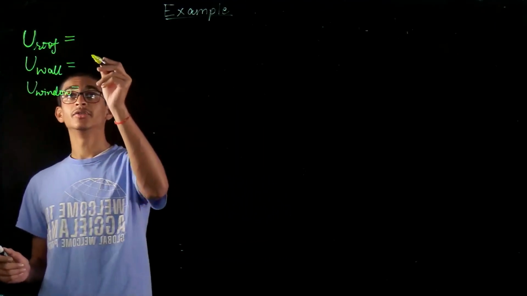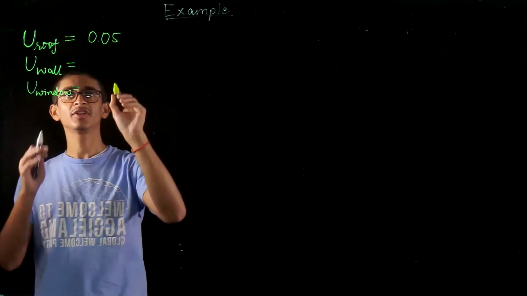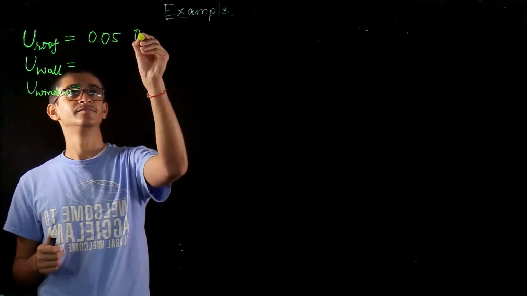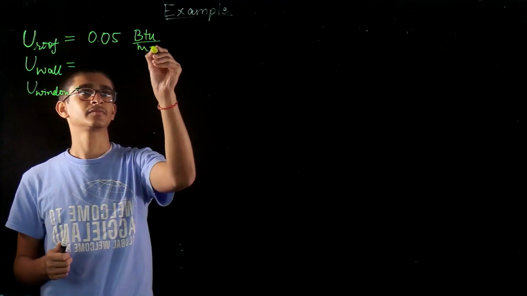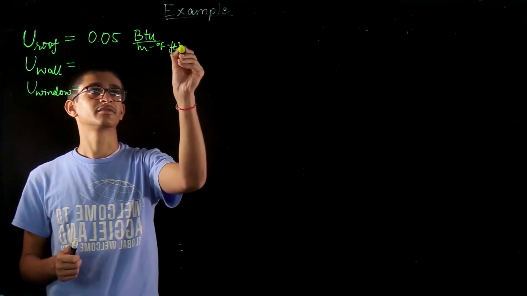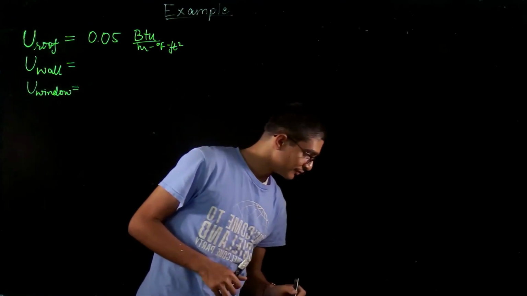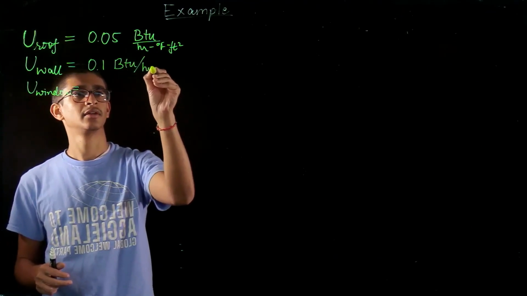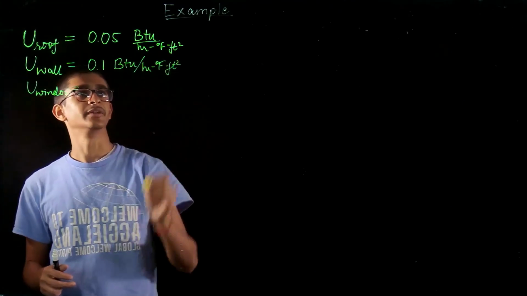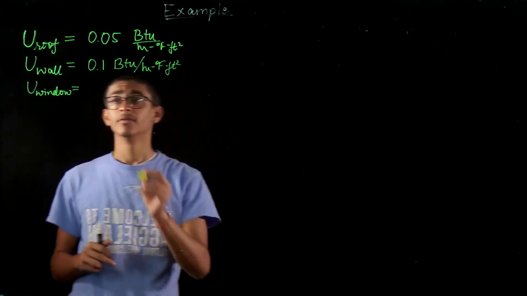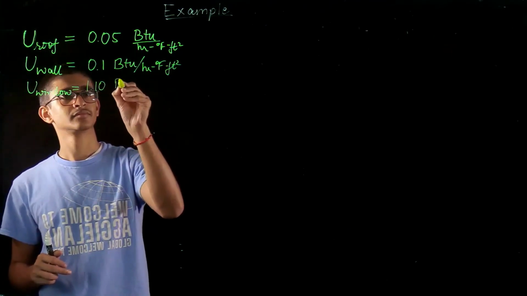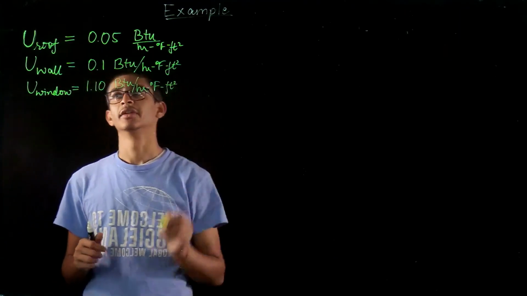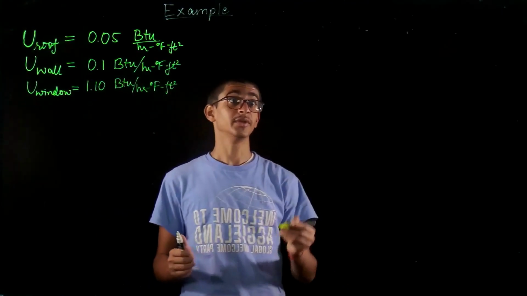So for the roof, my U value is given to be as 0.05, and these are all standard values taken from ASHRAE or some other standards. So these are standard. It could change. BTU per hour, degree Fahrenheit, and feet square. For walls, the value is given as 0.1 BTU per hour, degree Fahrenheit, feet square. For windows, it is given to be 1.1 square. Okay, and the building orientation is given to me.